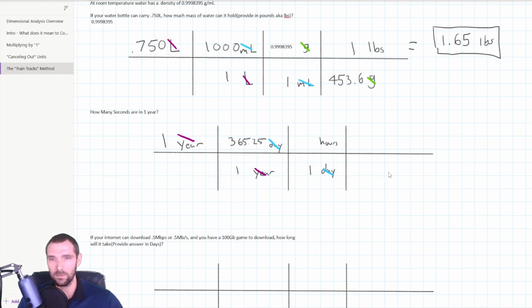And then in 1 day, got 24 hours. And then in 1 hour, we've got 60 minutes. And then in 1 minute, we have another 60 seconds. And so it's a fair amount to cancel out. But you can see that this should work based off of what we've done so far. Sorry, I'm reusing colors. And then we're left with just seconds.